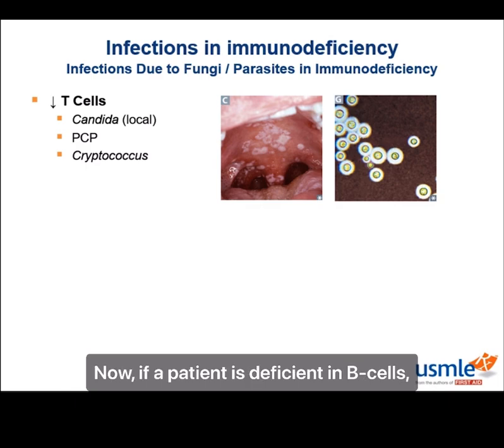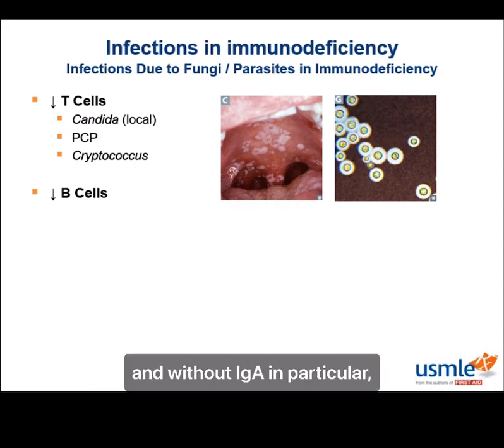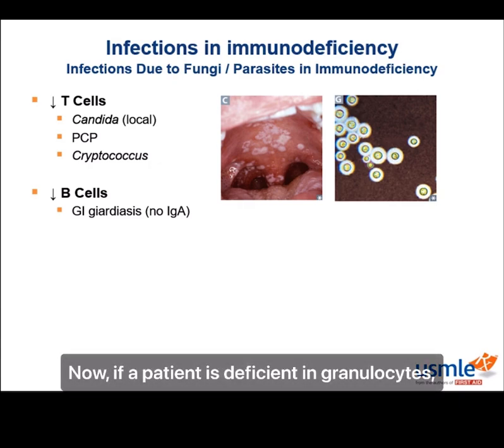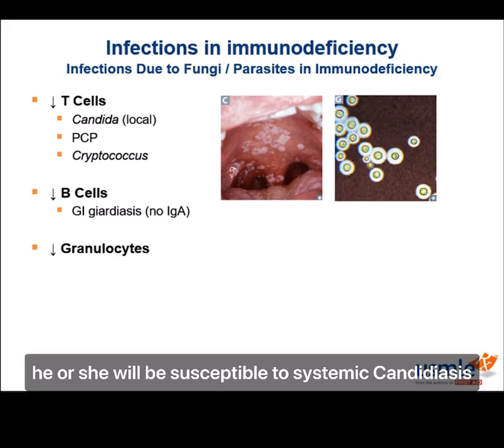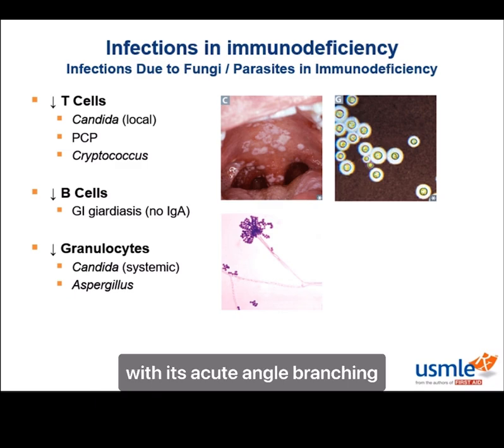Now, if a patient is deficient in B cells, he or she will have less production of immunoglobulins, and without IgA in particular, they'll be susceptible to giardiasis. Now, if a patient is deficient in granulocytes, he or she will be susceptible to systemic candidiasis and aspergillus, which is shown here with its acute angle branching and can cause invasive aspergillosis in immunocompromised patients.